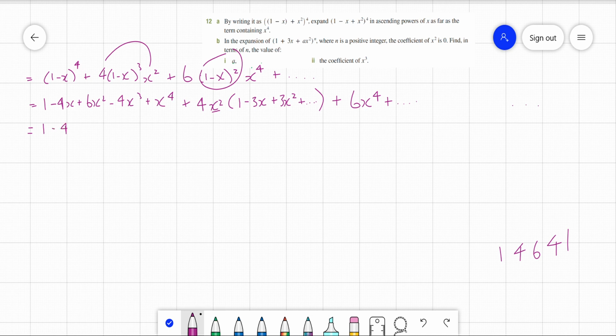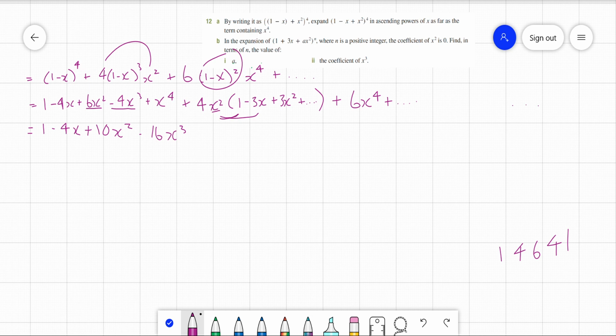Alright, negative 4x. So see that this one, the smallest, is an x squared term. So here we've got a positive 6x squared, and we've got a positive 4, so positive 10x squared there. If I look at the x cubes, we've got minus 4 here for x cubed and minus 12. So minus 16x cubed. Hopefully we are on the right track.